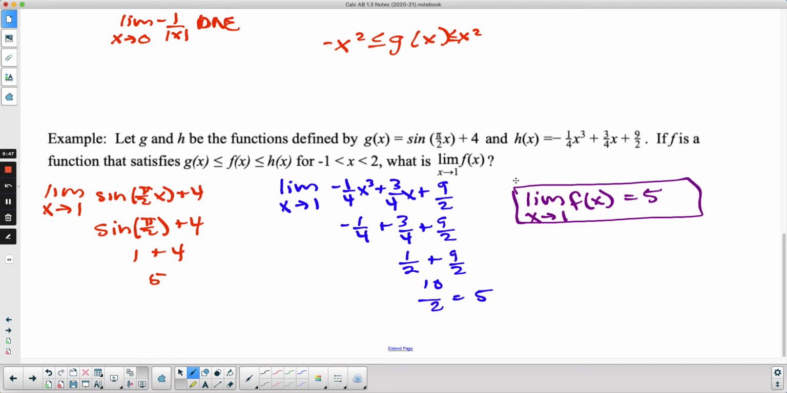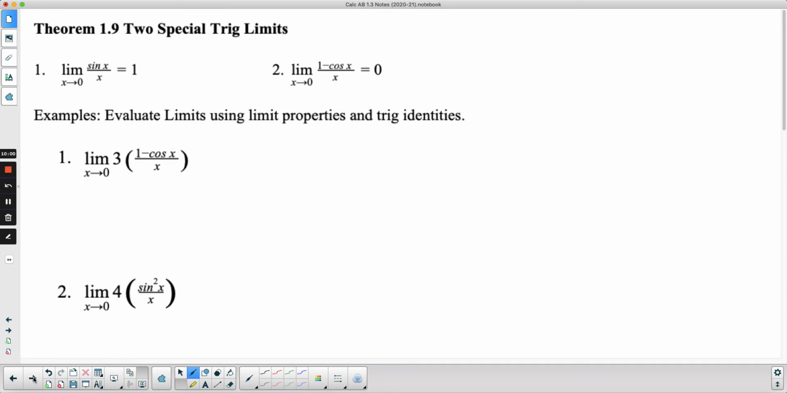Okay. So again, the squeeze theorem is really just using what we know about finding limits analytically to think about them a little more deeply and try and apply them a little bit. All right, so here we go. We get to the trig.